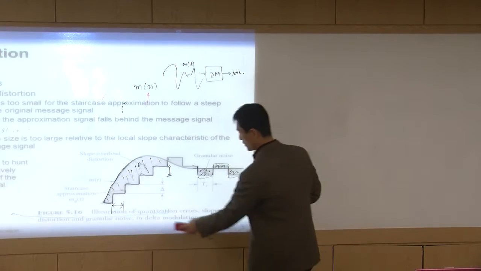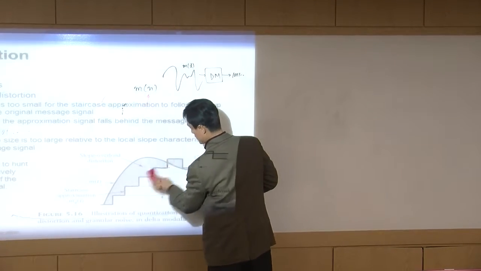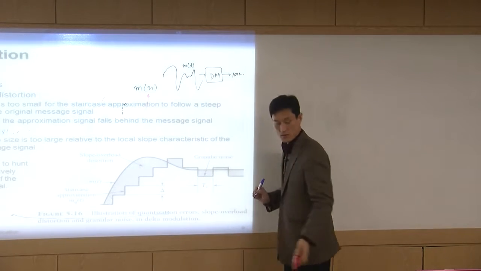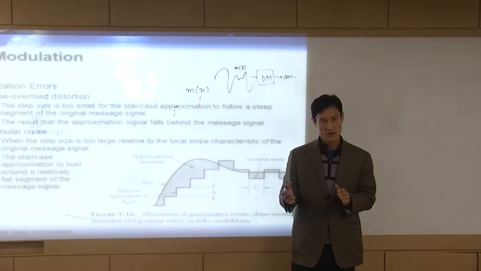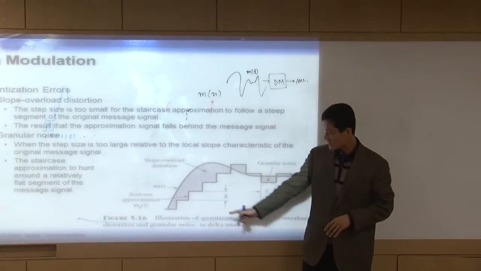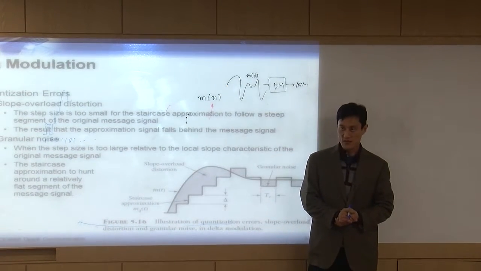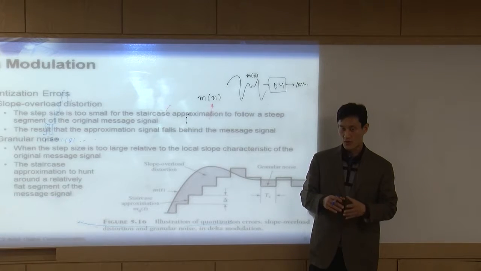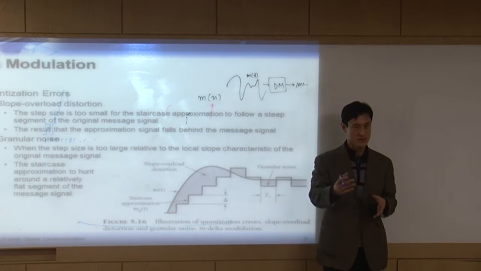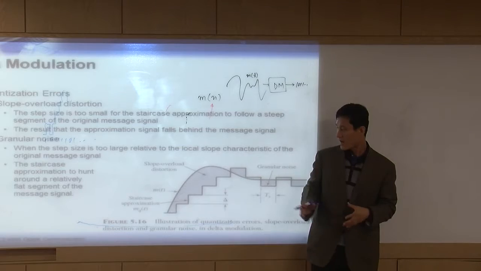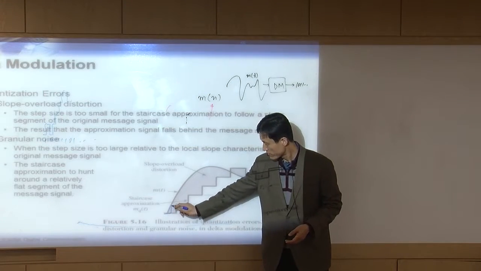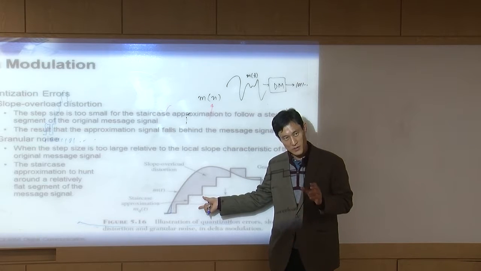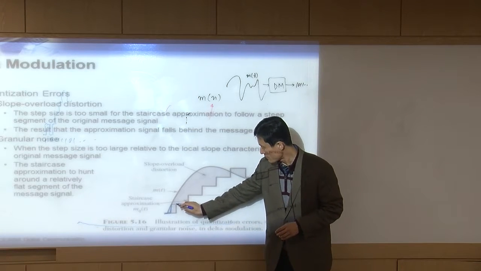So how can you avoid this problem then? You want to make your sampling frequency faster. Let's change the sampling frequency. We want a higher sampling frequency. If you have a higher sampling frequency, what happens? Step size is the same. I want to keep the same step size, and make it faster.